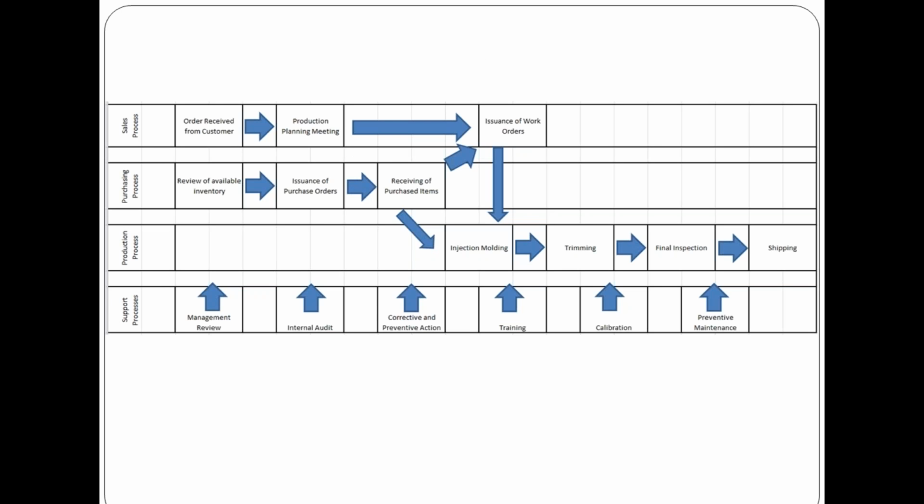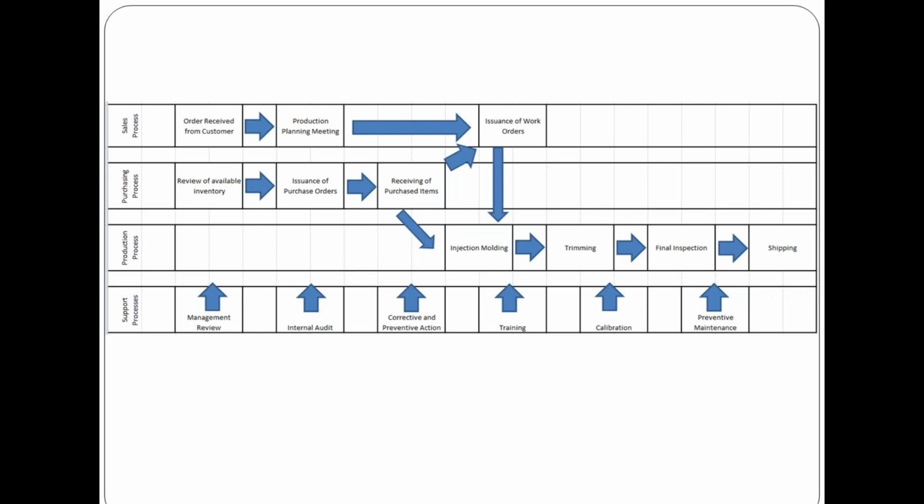Here's another example. This particular model is commonly referred to as the Swimlane Approach. You'll note on the left-hand side there are actually 4 processes that are represented here. Sales process, purchasing process, production process, and support processes.